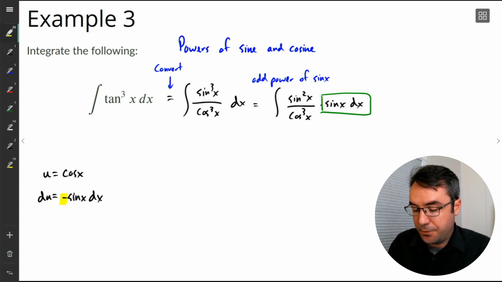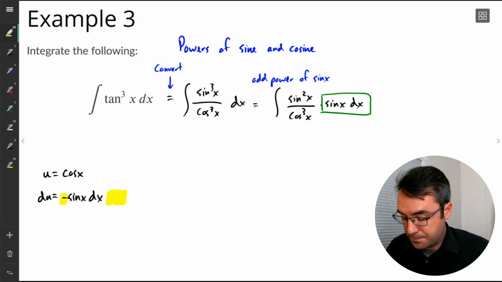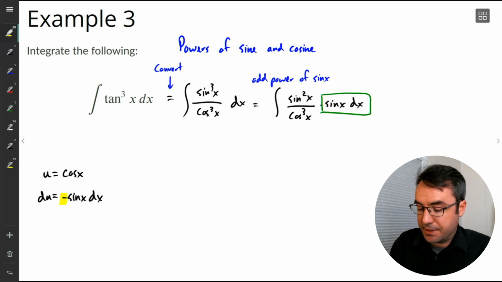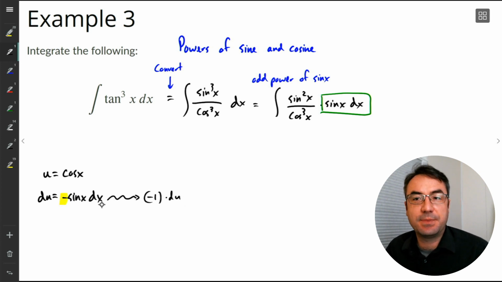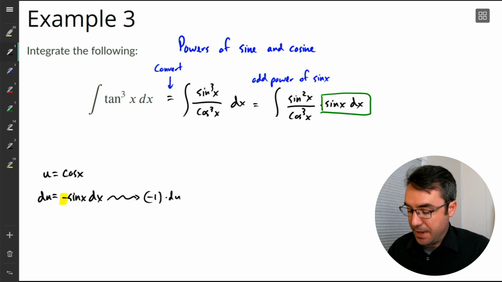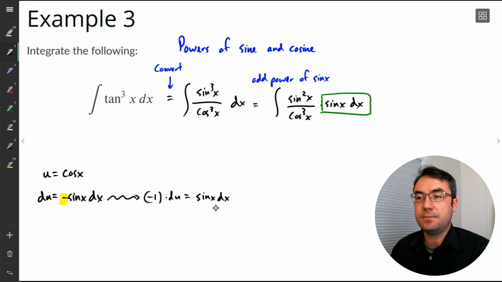So what can we do? Well, we can divide both sides by -1, or we can just multiply both sides by -1. And that just gives us -1 times du is equal to sine x dx. And now we see that this is going to match up perfectly with what we have actually in our integral.